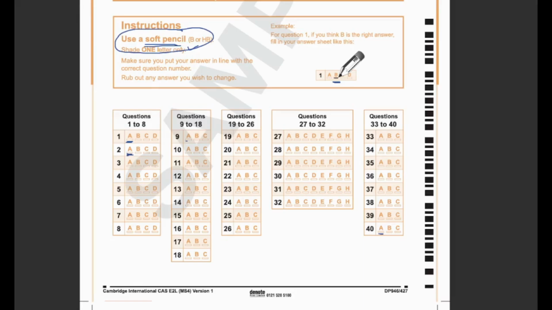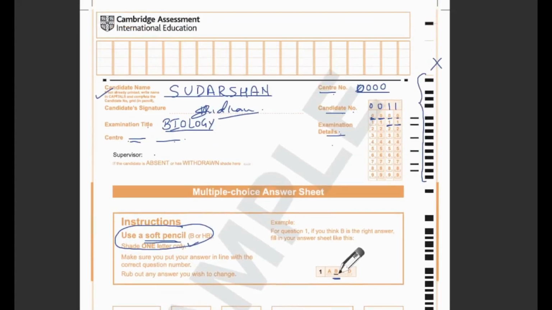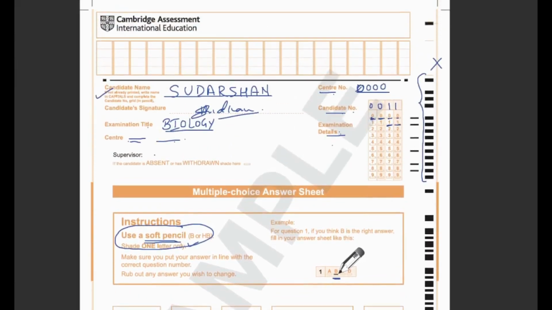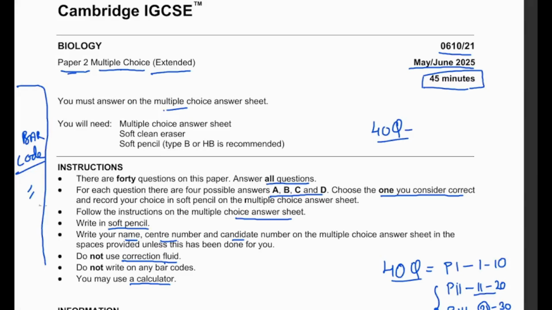A, B, C, D. This is the sample of the OMR sheet. There are 4 options, by the way. They have given 3 here, but there will be 4 options. This is a sample from the Cambridge International website. Now we are done with the OMR sheet. Let's go to our questions.